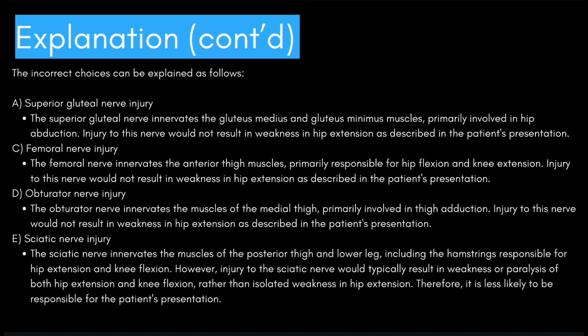Obturator nerve injury. The obturator nerve innervates the muscles of the medial thigh, primarily involved in thigh adduction. Injury to this nerve would not result in weakness in hip extension as described in the patient's presentation.